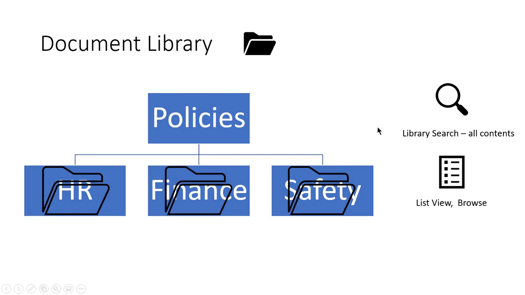In libraries, you can always search across the library, which we'll show you in a minute. And it actually searches all contents, not just the title of the document. So you have to watch it. You could actually end up having very wide searches. And then you can also list the different documents. You can browse the different documents in the library.